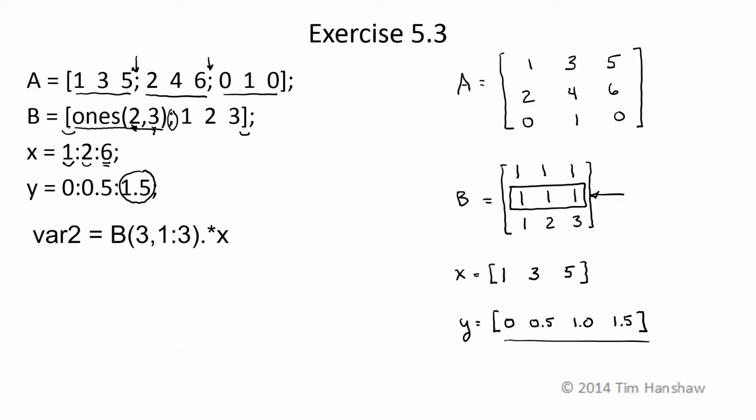The next calculation is var2 is B of, this gives me my rows, so it's the third row. This gives me the columns, so columns 1 through 3. So the third row is here, column 1. Colon notation, if I'm not given an increment, I count by ones, so this will be columns 1, 2, and 3, which is actually all of the columns. So this picks up just the third row of B.